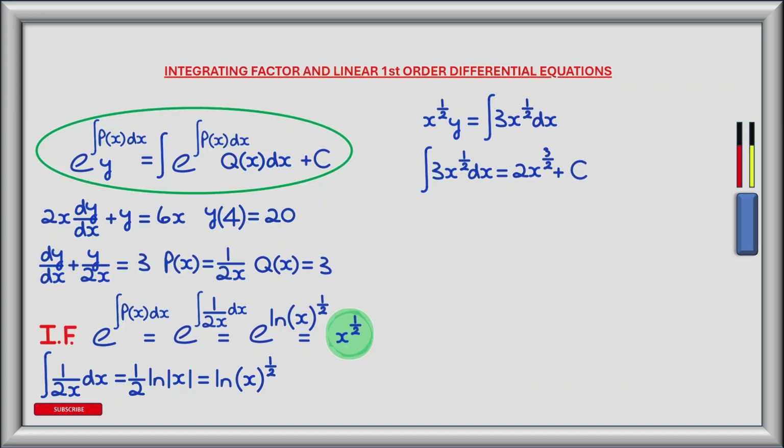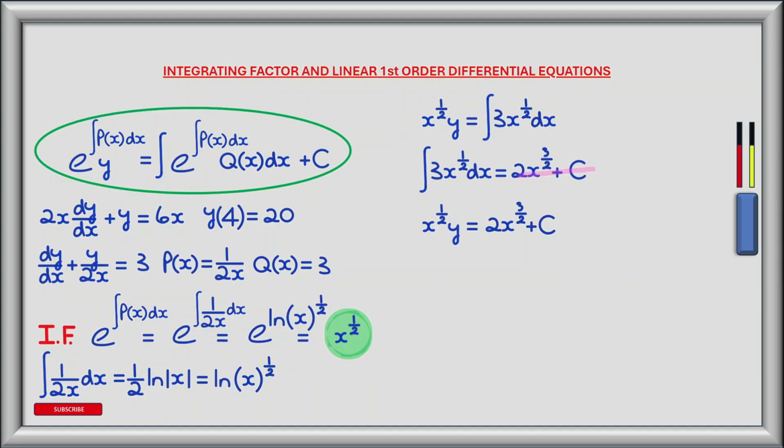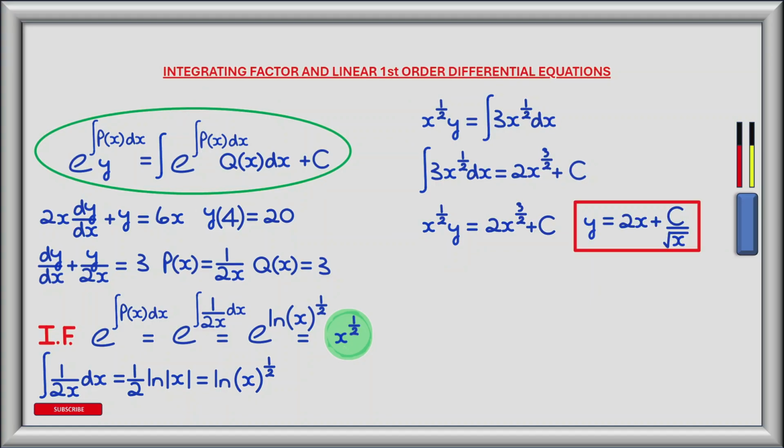So now we can use the power rule to evaluate the integral of 3 multiplied by x to the half dx. And this gives 2 multiplied by x to the power of 3 over 2 plus a constant of integration c. And so plugging this solution here into here gives us x to the power of a half multiplied by y is equal to 2 multiplied by x to the power of 3 over 2 plus a constant of integration c. And this simplifies to give us the general solution of the differential equation, which is y equals 2x plus constant c divided by the square root of x.